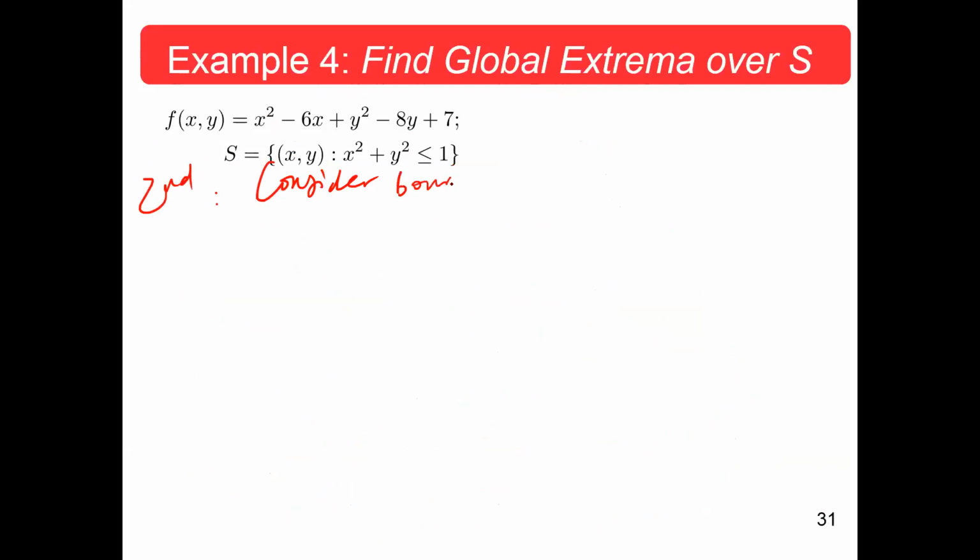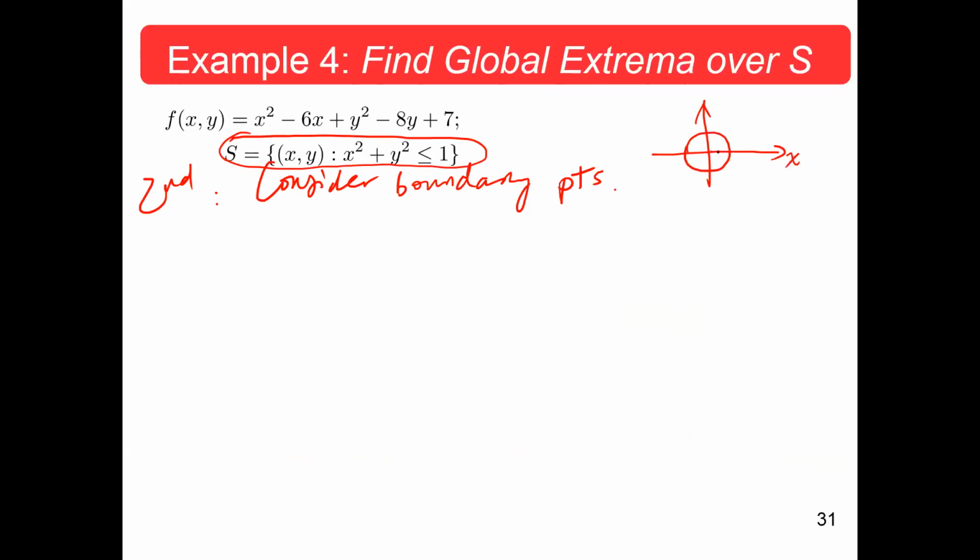Consider the boundary points. The boundary points are the boundary. Let me plot S again. S is this closed set, which looks like a circle here. This is X, Y. Here's 1, negative 1, 1, negative 1. So this entire closed set is S.